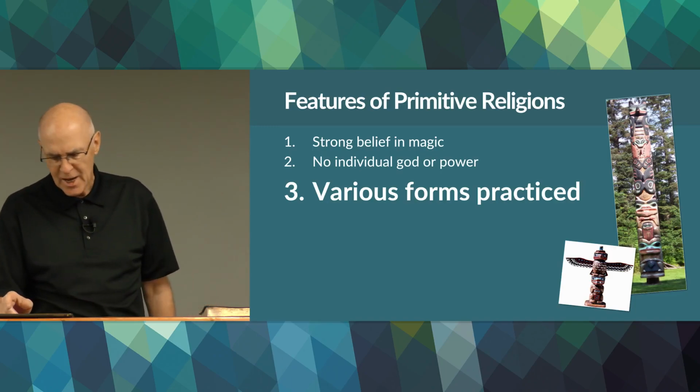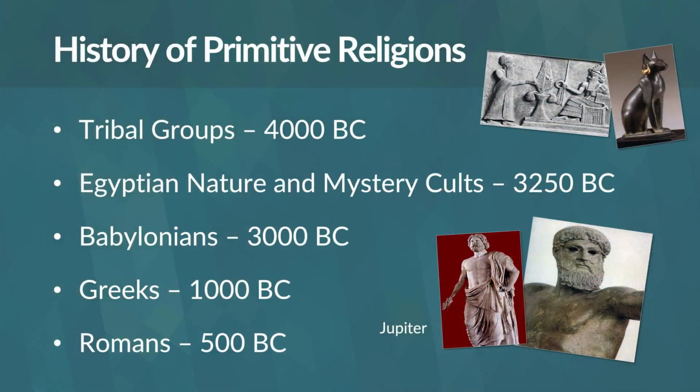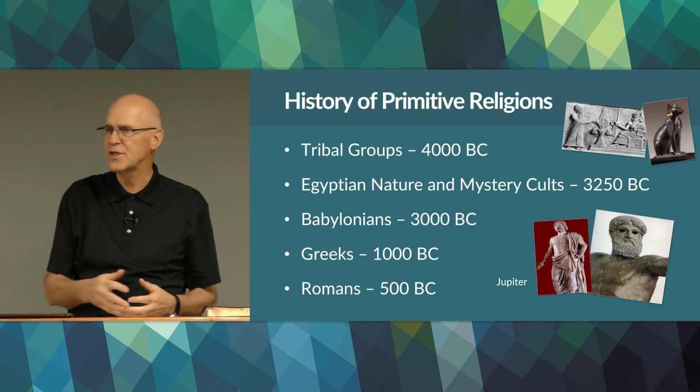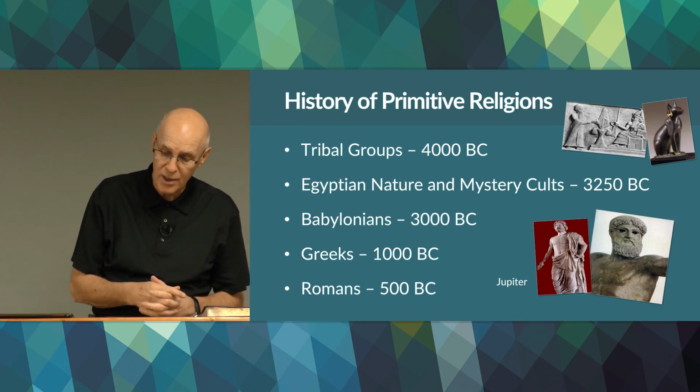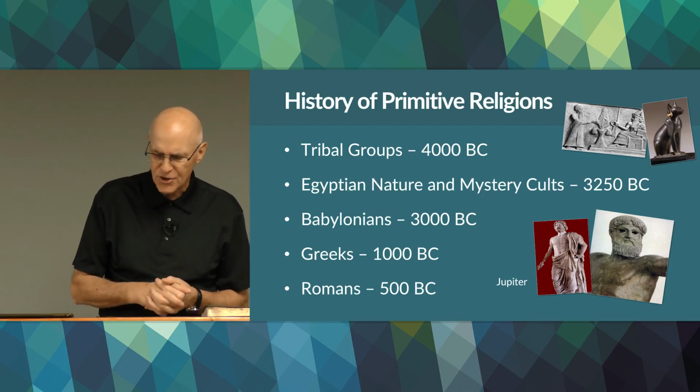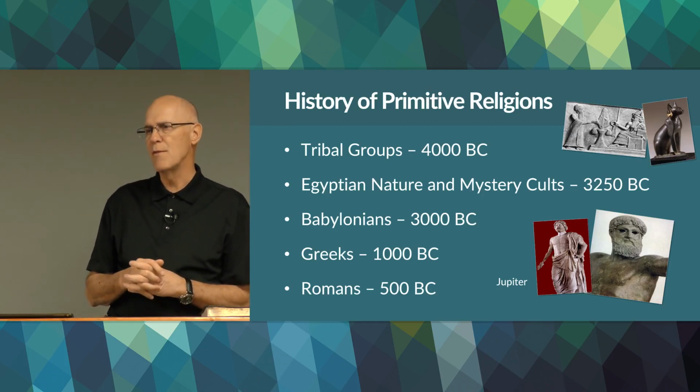All right? Now, we can trace primitive religions historically, beginning with early tribal groups, 4000 BC, to Egyptian nature and mystery cults, 3,000 years before Christ, believing that the Nile River and the sun represented gods, were gods. The Babylonians introduced magic and astrology to the mix.